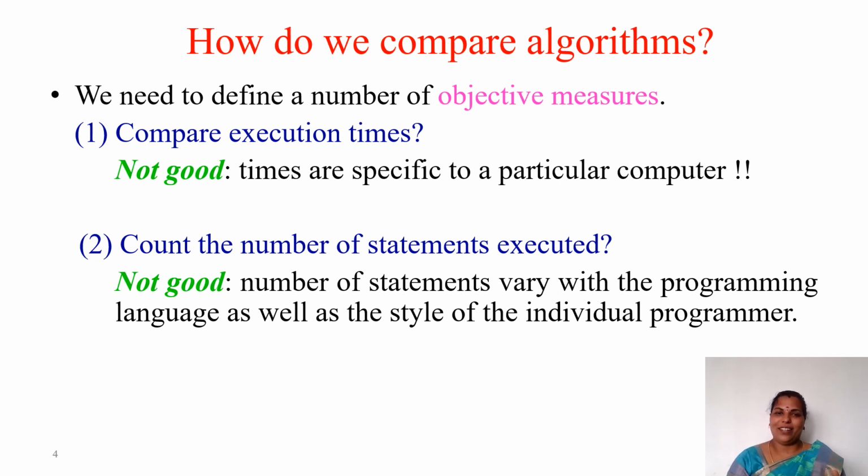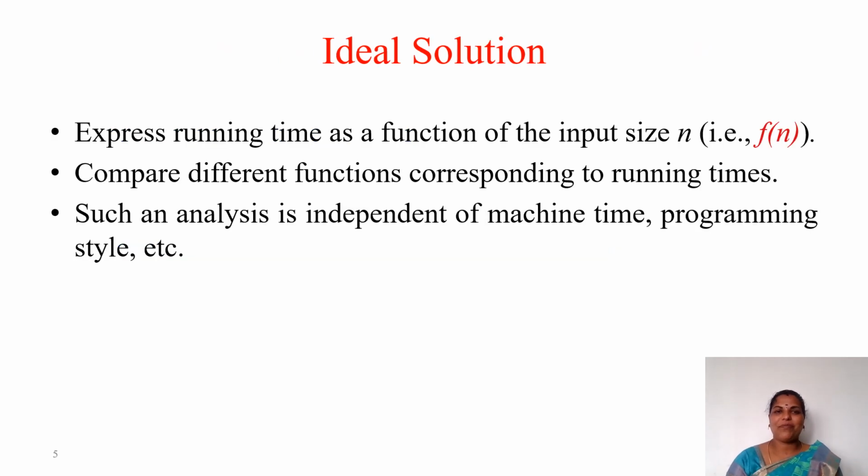So what is good? Comparing execution times, comparing the number of statements or lines of code, or the programming language, those things are not good. Then what is good? The ideal solution is to express running time as a function of the input size n, that is f of n, and compare the different functions corresponding to the running times. Such an analysis is independent of the machine, programming style, etc. So here we just use the running time for comparison purposes.